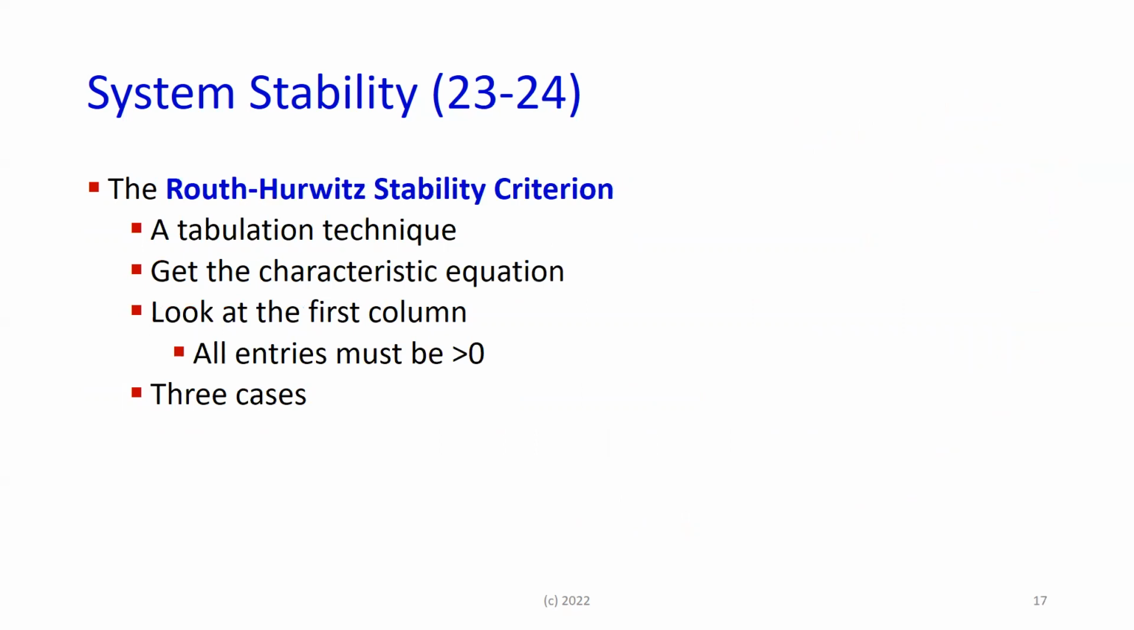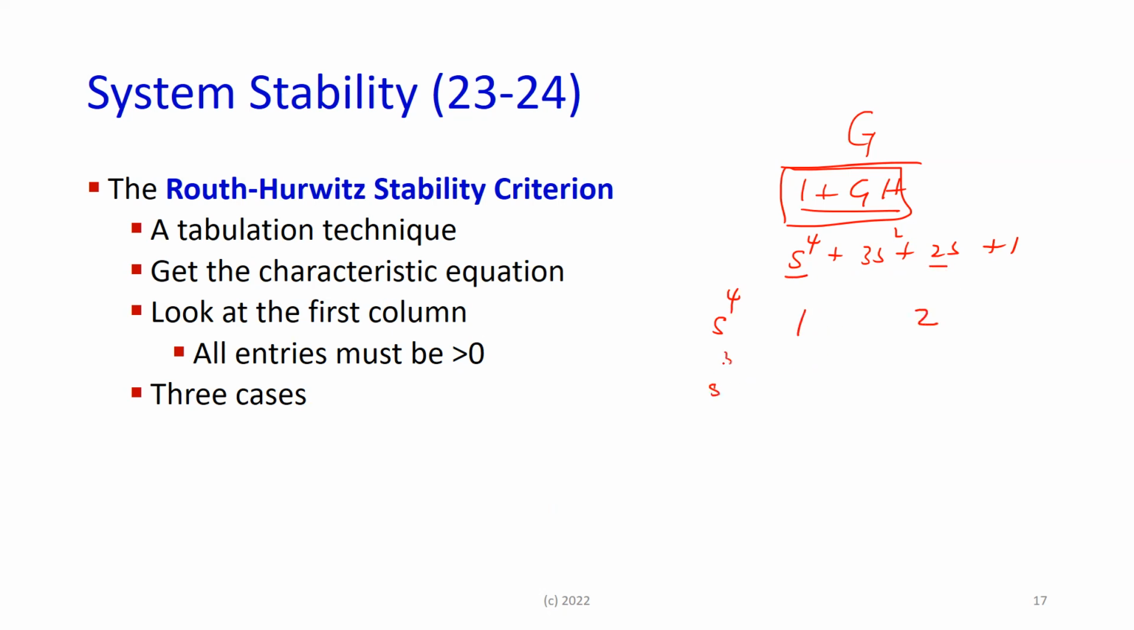There's a tabulation technique. You get something called a characteristic equation, which is the 1 plus GH part of a transfer function, and you tabulate the values. So this is again going to give you s^4 plus 3s squared plus 2s plus 1. You put the highest order coefficients first, and then you go down by 2. So it's like 1 and 2. Then s cubed is 3 and 1. And then you complete the table for s squared, in this case, s1, s0.